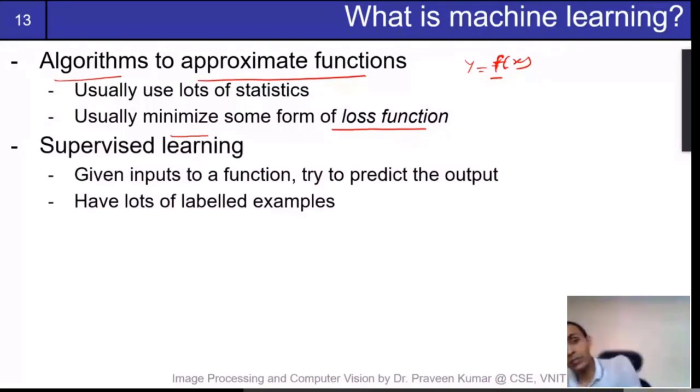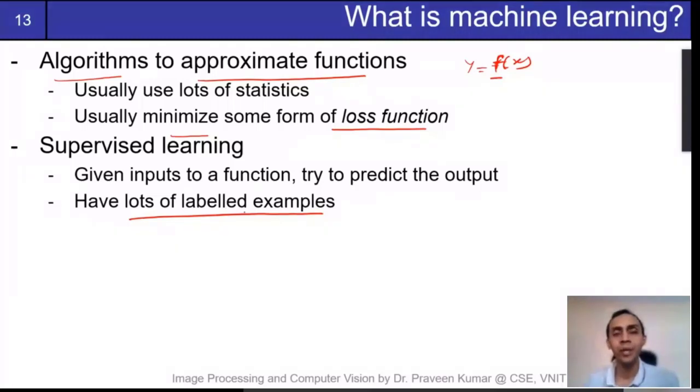Broadly, there are 2 or 3 types of machine learning approaches. One is called supervised learning, where you have lots of labeled examples in your data set. The ground truth is already made available by manual labeling or whatever, and then you use those to learn the function, and then given an input to the function, you try to predict the output.